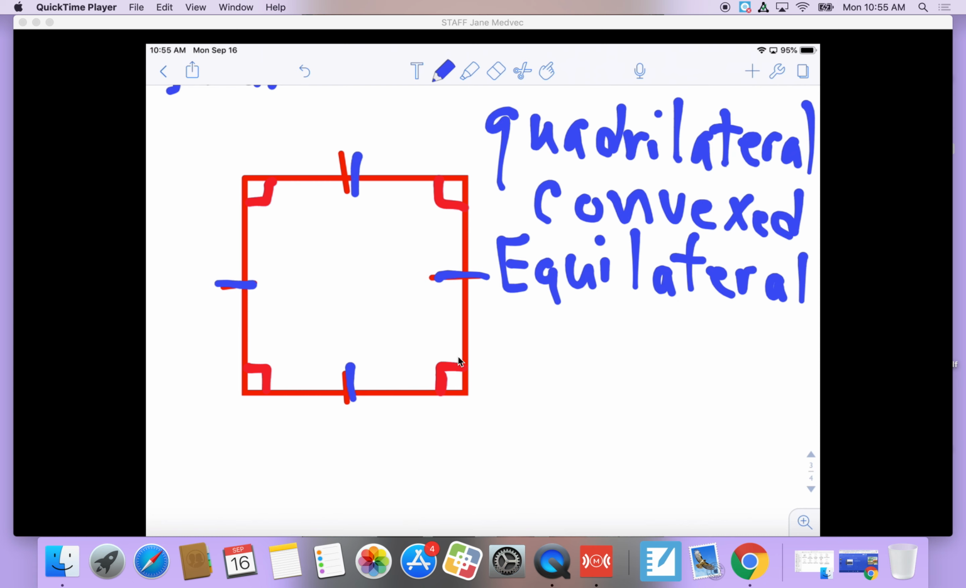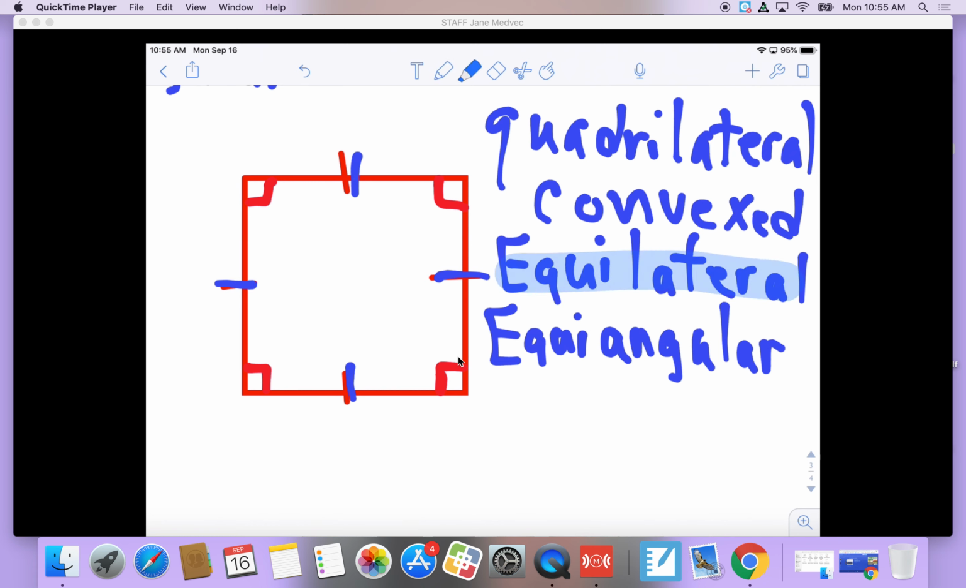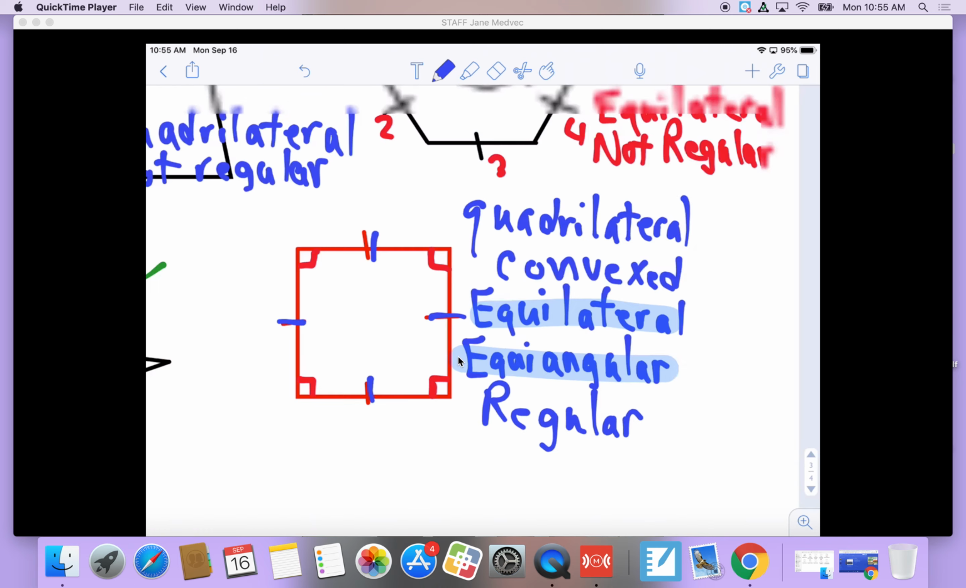Now you're also going to notice those little symbols that we put in at the very beginning. Notice that all of those angles have the same marking. And what that means is that it's equiangular. They're 90 degrees. That's a special marking that we talked about before. Since it is equilateral and it's equiangular, then it is regular. So it's a regular polygon. All right, let's move on.